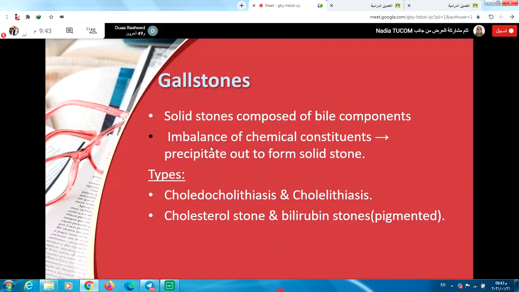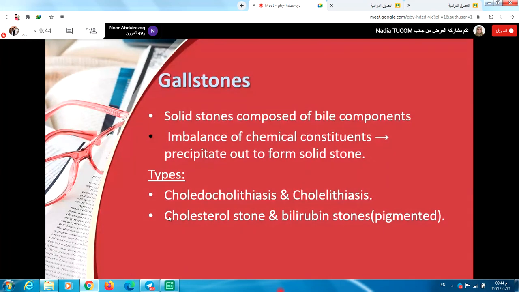Guys, the types of gallstones can be divided according to the site, choledocholithiasis and cholelithiasis. Choledocholithiasis means a stone impacted in the common bile duct, propagated from the gallbladder through the cystic duct. And cholelithiasis is the formation or presence of stone or gallstones within the gallbladder. So this is classification or naming according to the site, and this is according to the type.